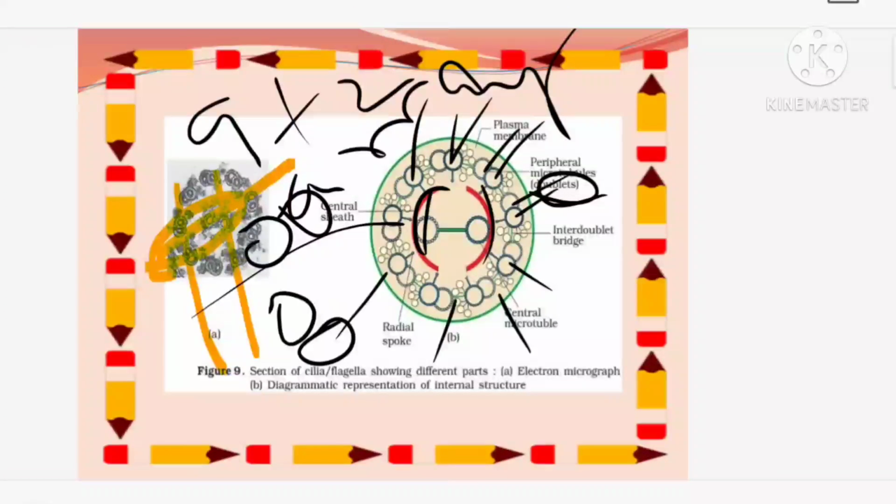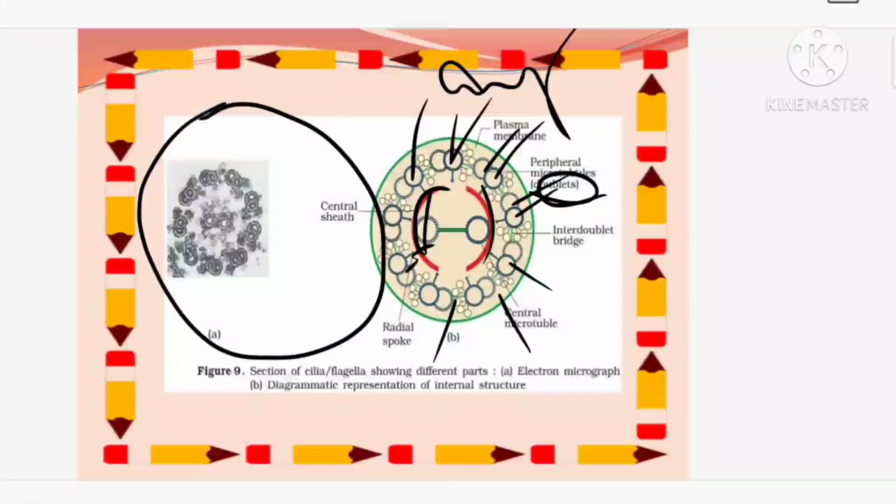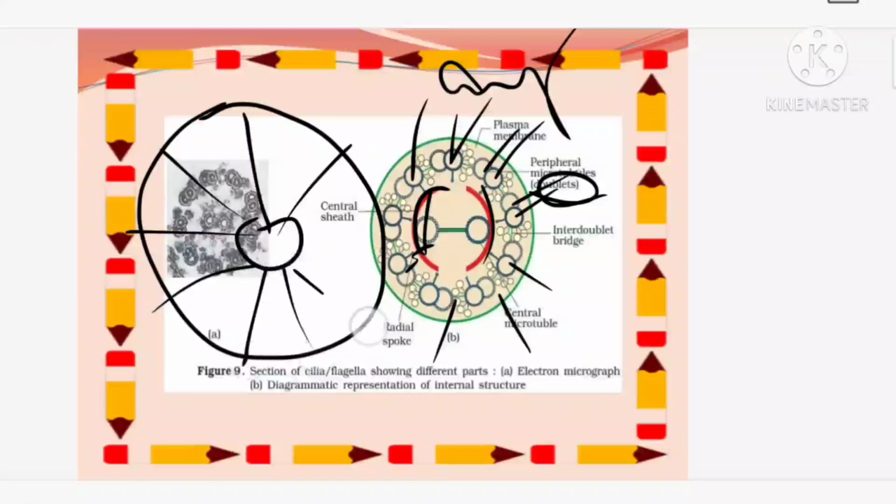This is the central sheath, connected by a spoke, like in a cycle wheel. When you look at a cycle tire, the center is here and you have spokes like this, isn't it? Like that, the peripheral tubules are connected to the center by connecting structures. What do we call them? We call them the radial spoke.